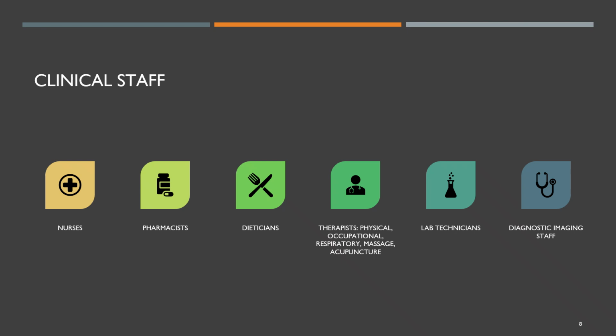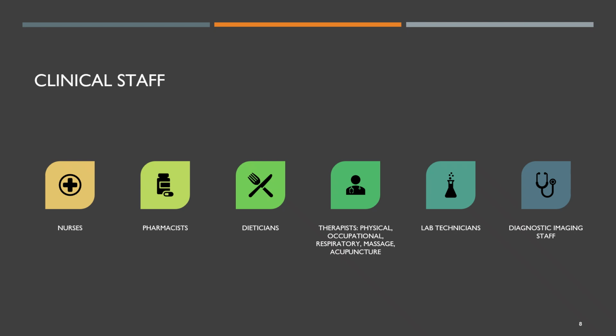So from X-ray to CT and MRI, they provide visual evidence that clinicians need to confirm or rule out conditions. And for clinical engineers, this slide is a reminder that every one of these staff roles depends on technology. Nurses rely on things like infusion pumps and monitors. Pharmacists depend on medication dispensing systems. Lab techs depend on analyzers. Imaging staff depend on CT and MRI machines.